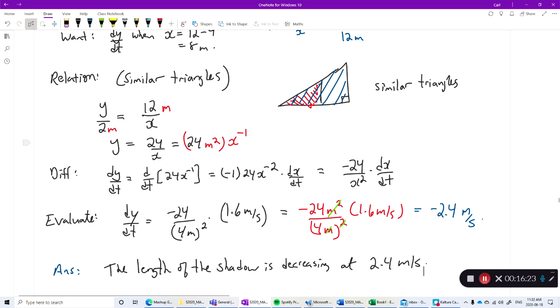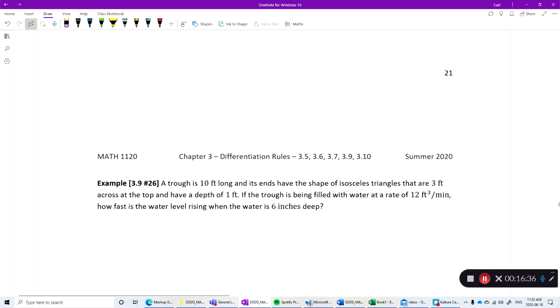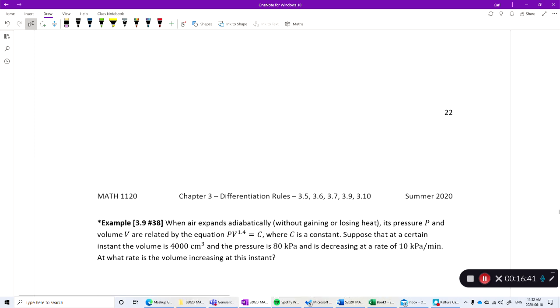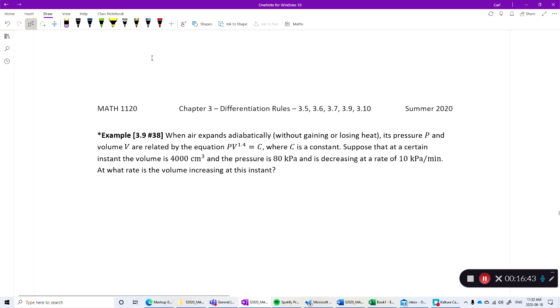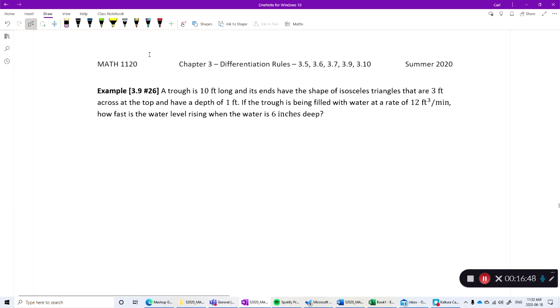So most related rates problems that we're going to do are related to geometry, some kind of shape, objects moving through space, but not all of them. So we're going to do one more that is about space, geometry, and then the last one will be a chemistry example about gases. Okay, so this is a volume one. Volume. A trough, okay, in case you don't know what that means, so like a drinking container for animals.